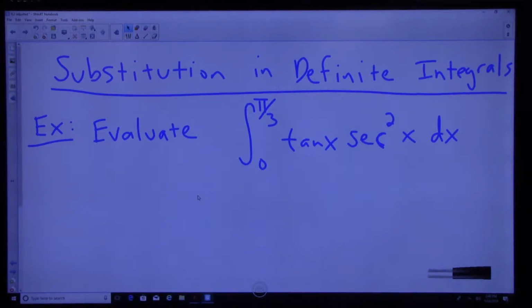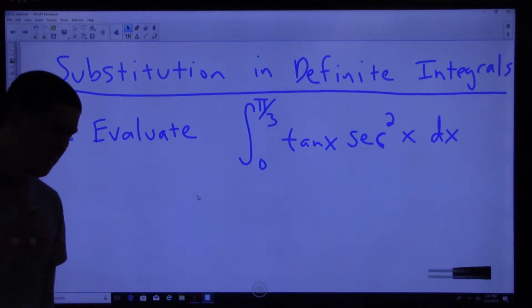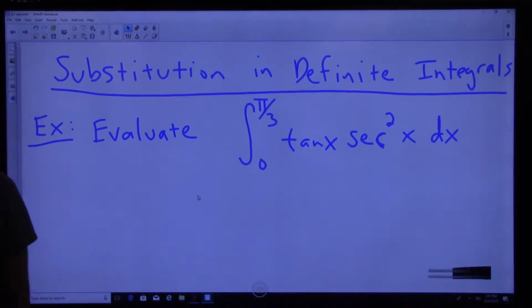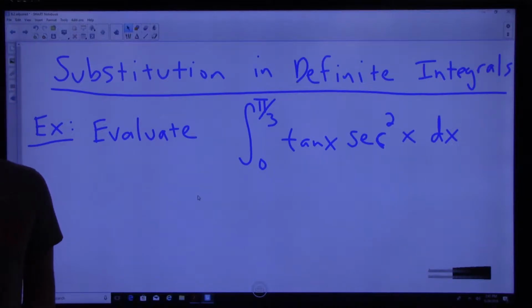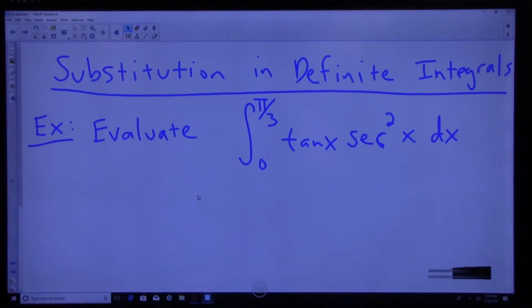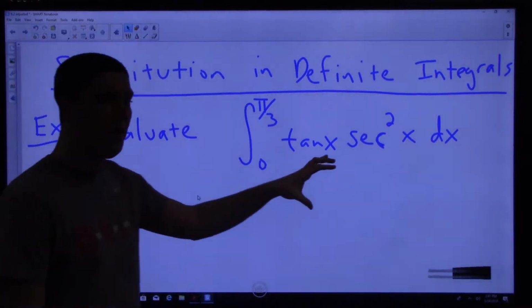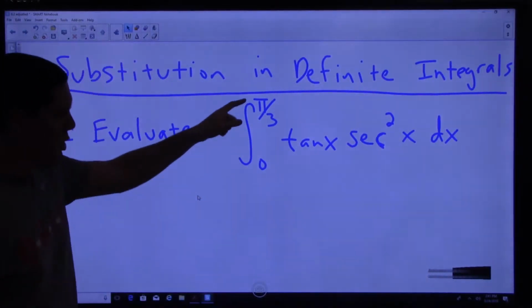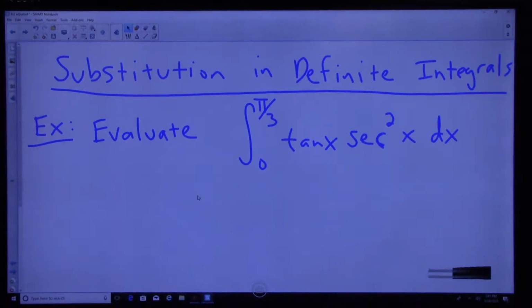Integration using substitution. This is still section 6.2. What we've done up to this point is look at integration using substitution with indefinite integrals. What we're going to do today in this video is use definite integrals. What we mean by that is we're actually going to get a value, some number, some area under the curve from 0 to pi over 3. And this is our example of tangent x times secant squared x.